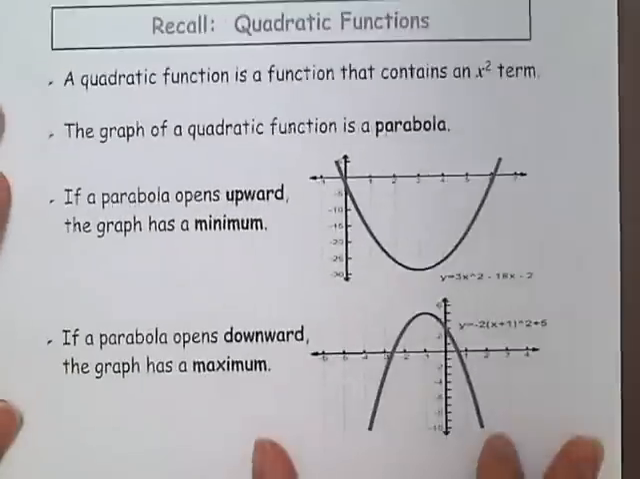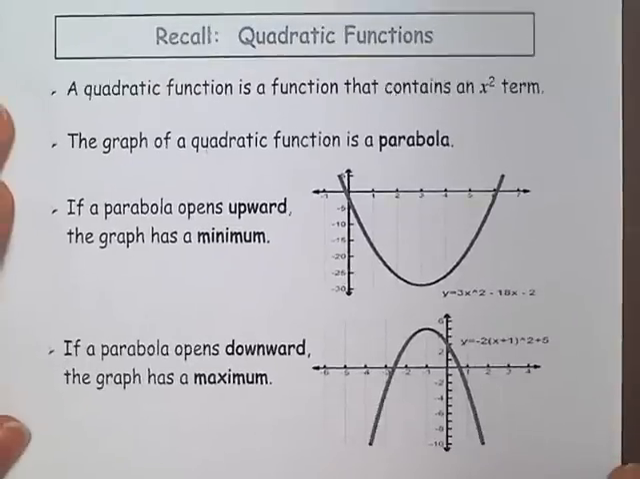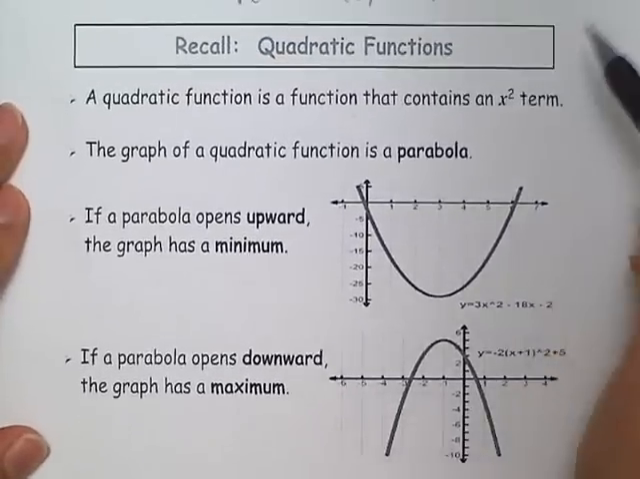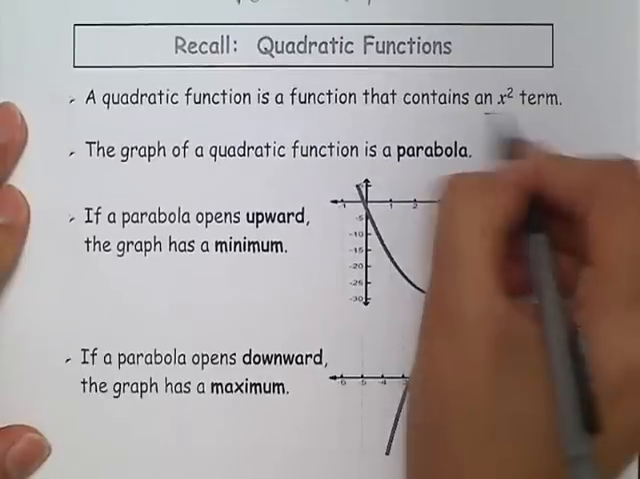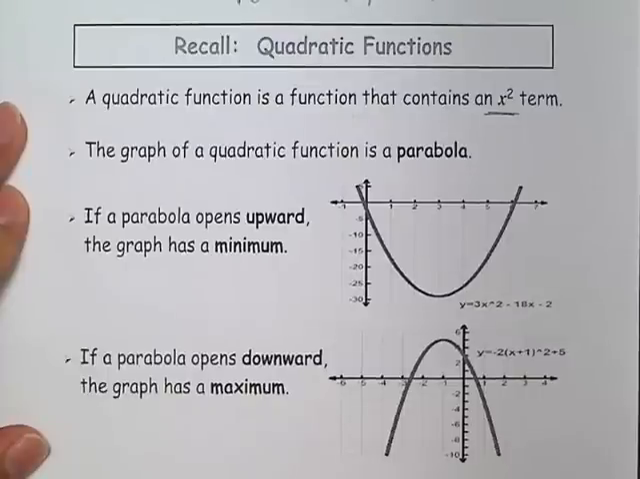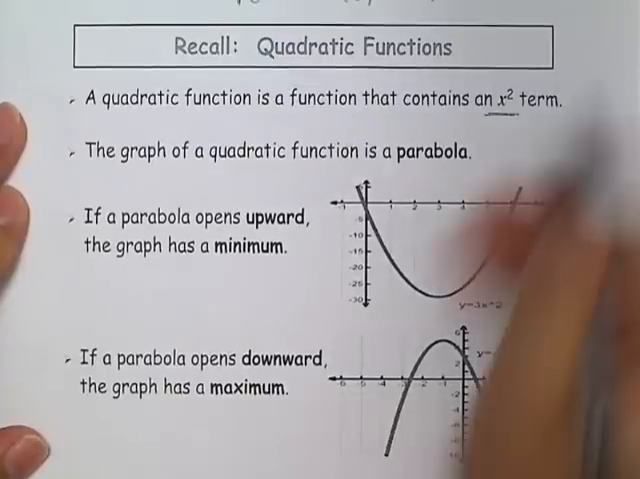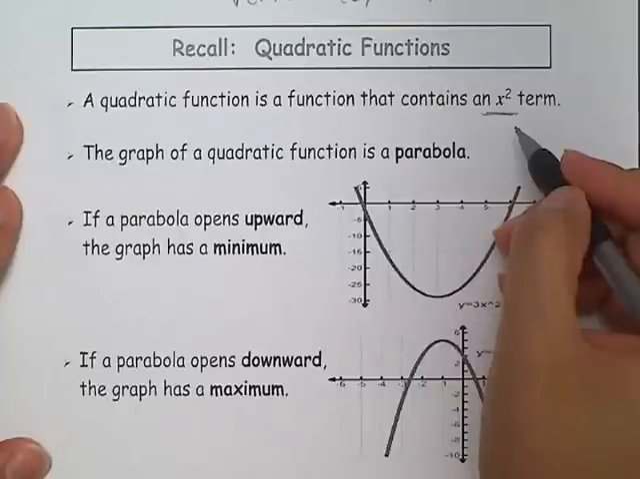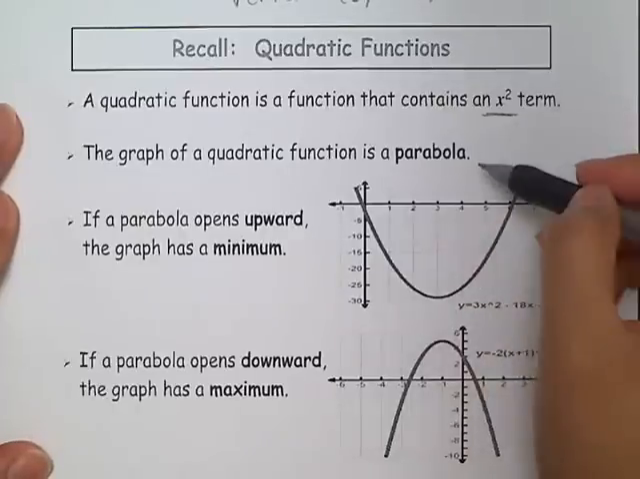Alright, so let's take a look at some of the information that you should know from last year. So just a review of quadratic functions, or what you remember as quadratic relations. A quadratic function is a function that contains an x squared term. When you see an x squared term, and that's the highest exponent term in your function, that indicates that it is a quadratic function.